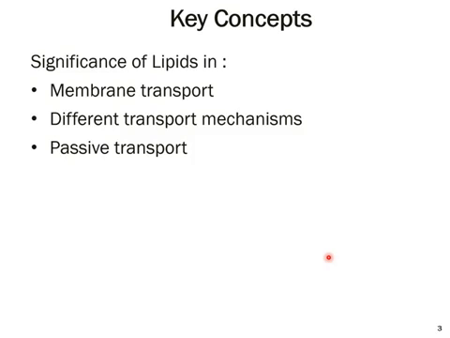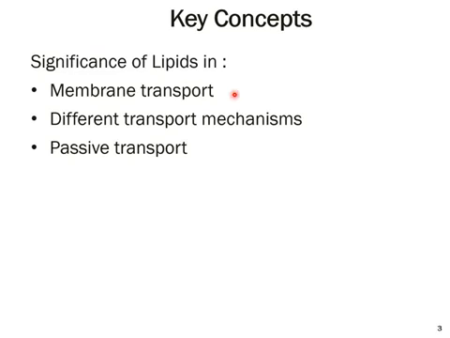The main concepts you will learn in this lecture include the significance of lipids in membrane transport and different transport mechanisms. These mechanisms involve three main types: passive transport, active transport, and then endocytosis and exocytosis. So in this lecture we'll be studying the passive transport.